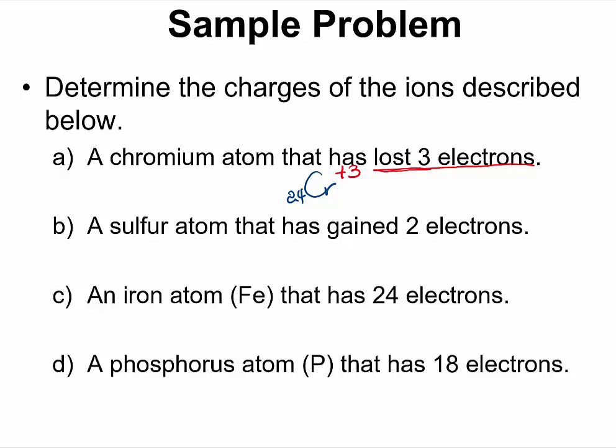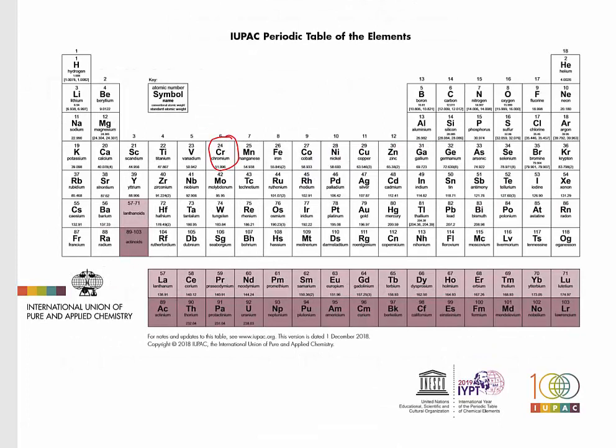Let me rewrite that so that you can see it properly. So that would be the answer to question A. Question B. A sulfur atom that has gained 2 electrons. Again, let me bring up a copy of the periodic table. An atom of sulfur normally has 16 protons and 16 electrons.